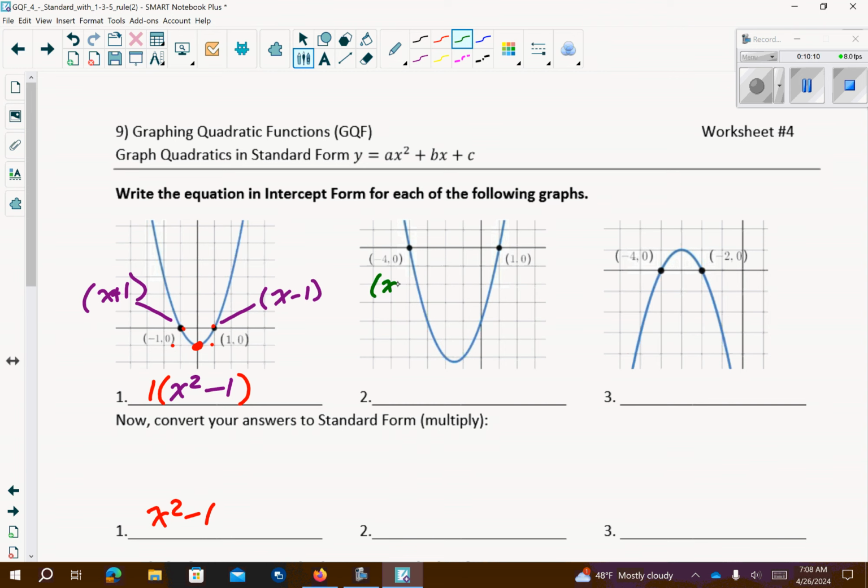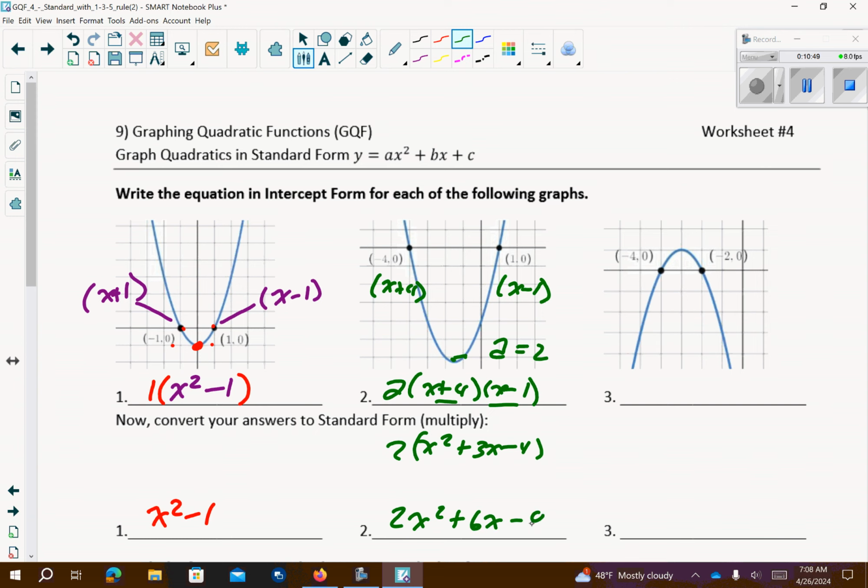That's going to give me x plus 4 and x minus 1. And then let's take a look at our pattern graph. We can't really see our vertex too well, but it does appear that it goes right one. This one's off. I think the a value here is supposed to be 2, but our graph is off a little bit. So basically, this is 2 times x plus 4, x minus 1. If you FOIL it, you get x squared plus 3x minus 4. Then distribute the 2, and you get 2x squared plus 6x minus 8.